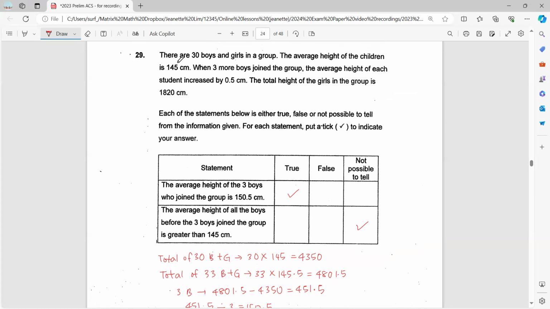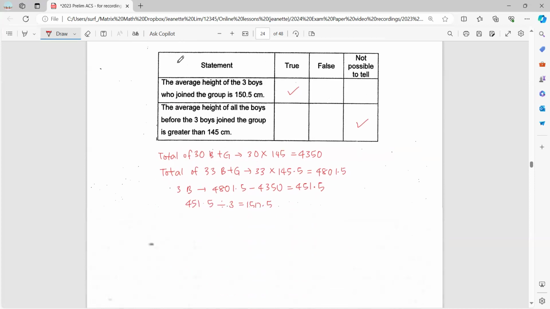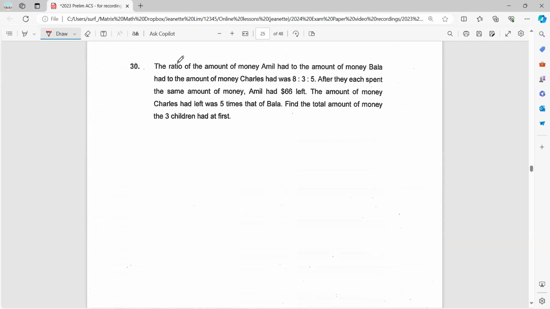Okay, last question, question number 30. The ratio of the amount of money Emil had to the amount of money Bala had to the amount of money Charles had was 8:3:5. After they each spent the same amount of money, Emil had $66. The amount of money Charles had left was 5 times that of Bala. Find the total amount of money that the three children had at first.